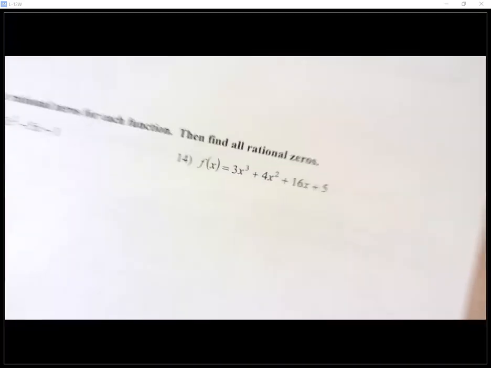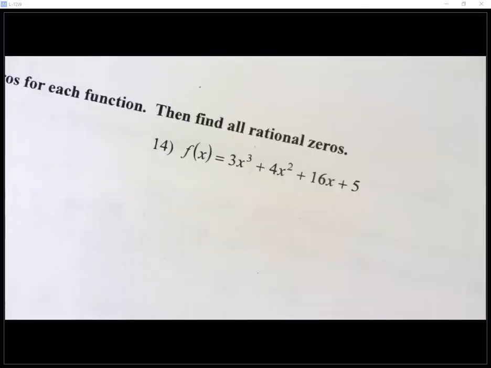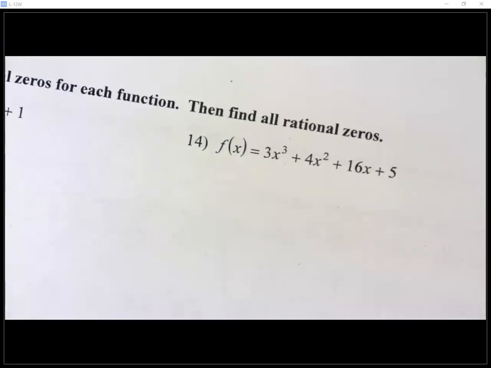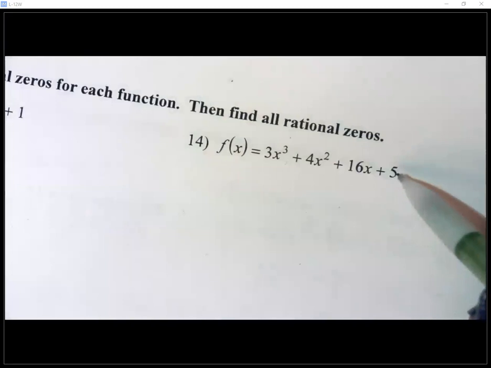So the directions say, first we're going to state the possible rational zeros, and then I need to find them all. Well, okay, so this time you'll notice they did not say, hey, here's one of the answers to get you started. So it's on us, but it's okay. All right, so we need to find our really cool list.